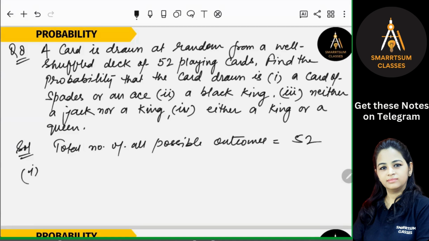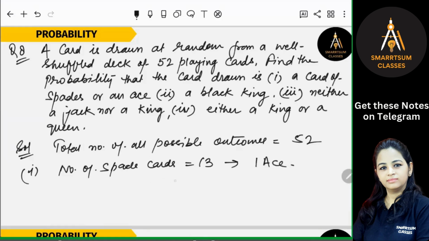Now look at the first part. We have to find the probability of getting a card of a spade or an ace. Either spade or ace, you have to find the probability of this. So how many cards are spades? There are 13 cards in each suit, so the number of spade cards is 13, including one ace. And there are 3 more aces, because the 13 also include the ace of spade.